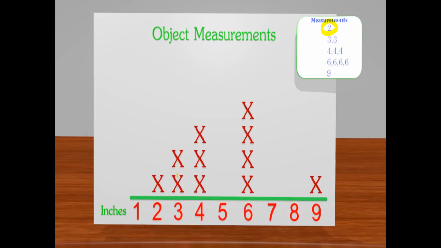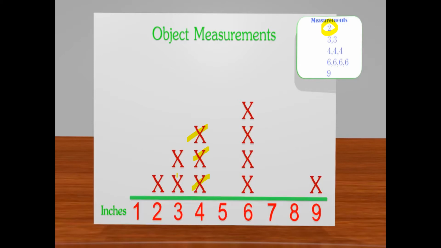Okay, so who can tell me now how many x's there are at 4? How many objects have 4 inches? So we're going to count how many x's here. 1, 2, 3, so 3 objects.